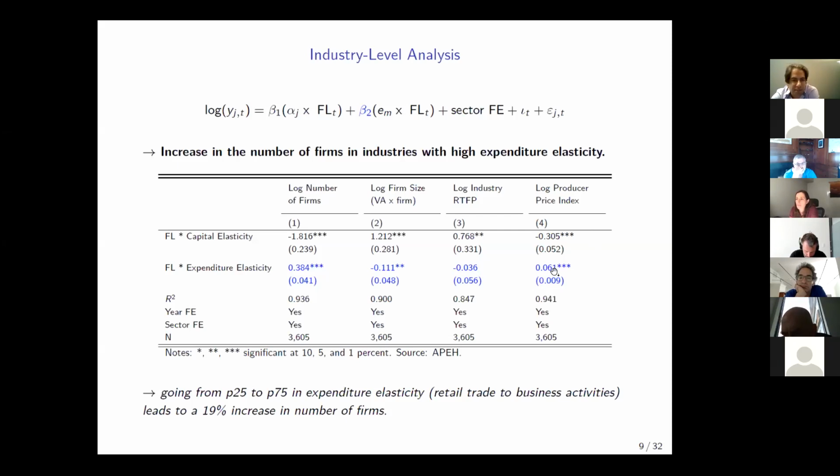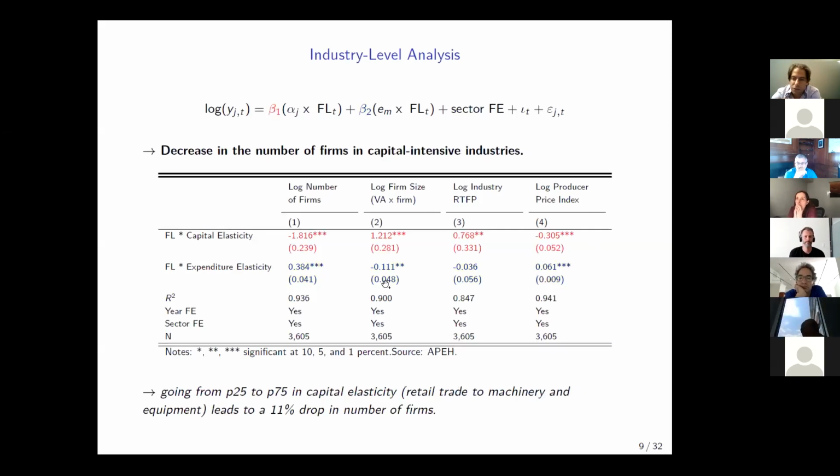So this is exactly what you would expect if you think that these guys are in fact in services, as I'm going to tell you before. So you get a lot of entry of small firms in services that are low productive, and the price of services goes up. The story in the capital-intensive industries is a little bit the opposite.